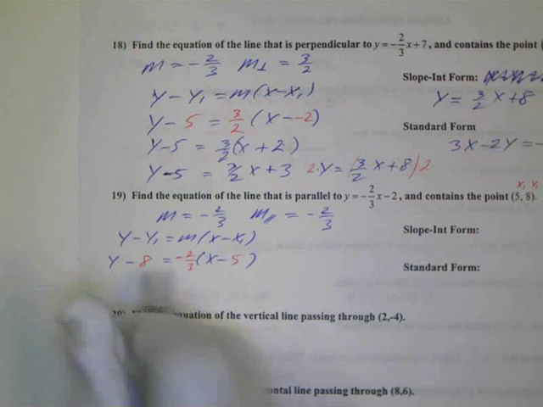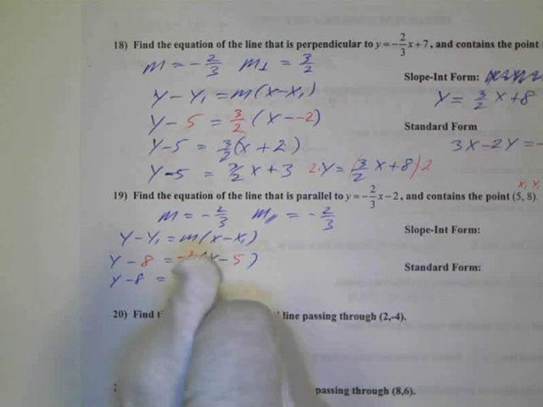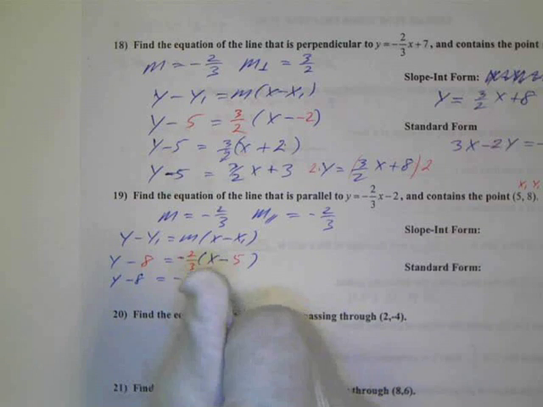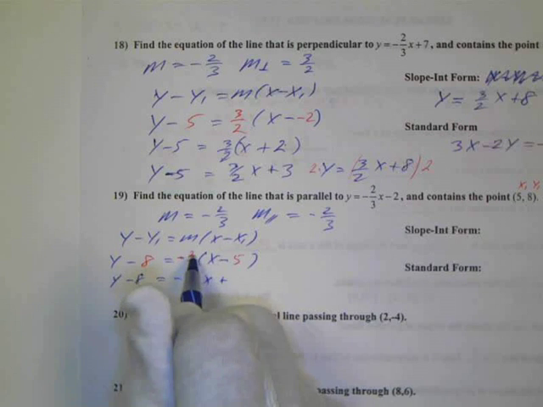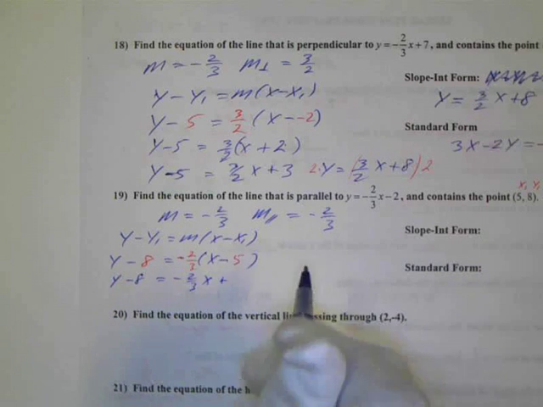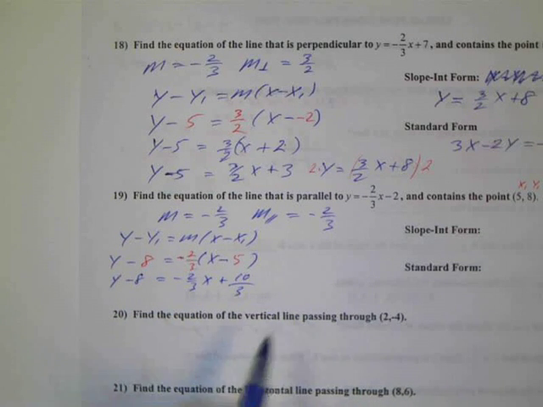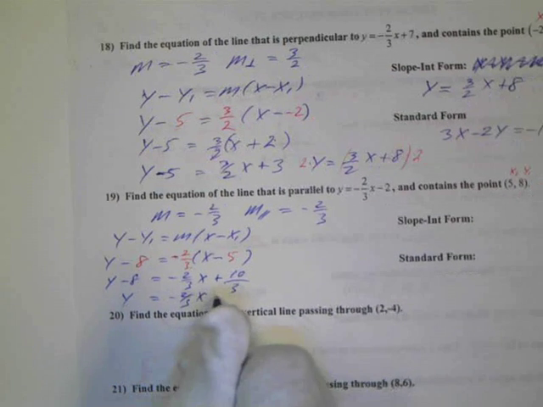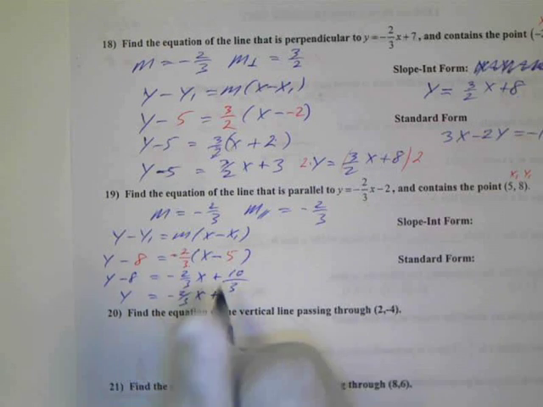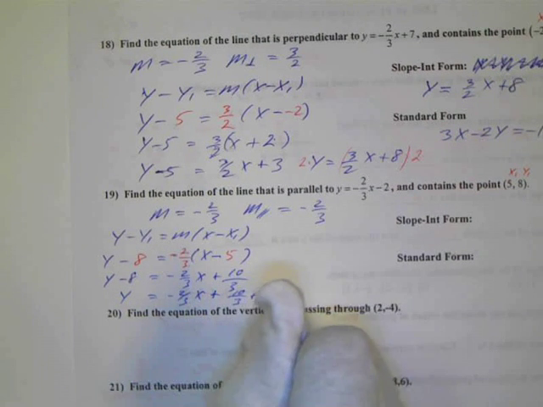So I'll multiply out, so I get y minus 8 equals negative 2/3 x, and a negative times a negative is a positive, plus. And then I have 2/3 times 5, and 3 doesn't go into 5, so it's 10/3. And then if I add 8 to both sides, then how many thirds is 8? I could add 8, but that's the same thing as adding 24/3.